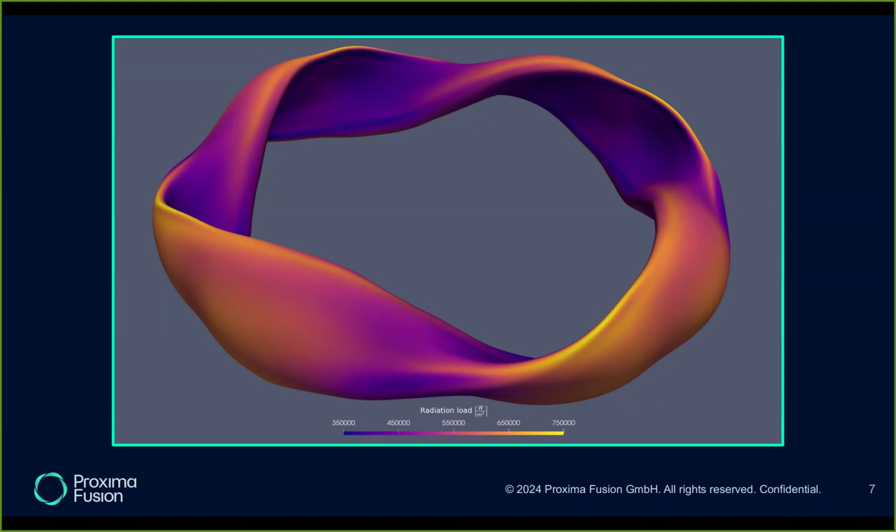I don't know if you can see the scale, because the picture was a bit resized, but here it says 0.35 megawatts per square meter, and here it says 0.75 megawatts per square meter, just to give you an idea of the order of magnitude. So this is the first source of energy.